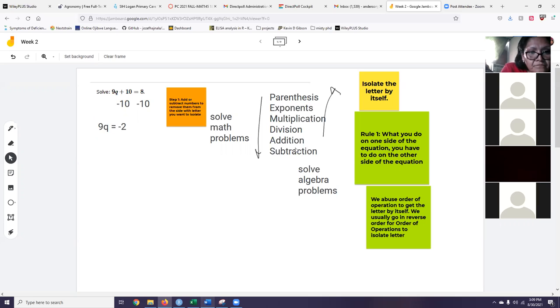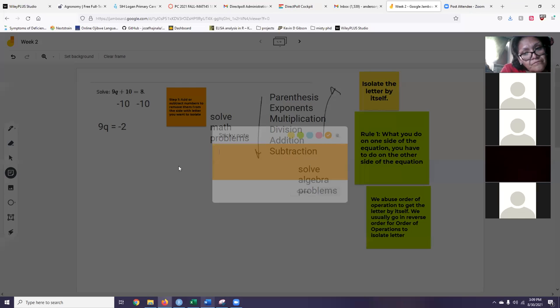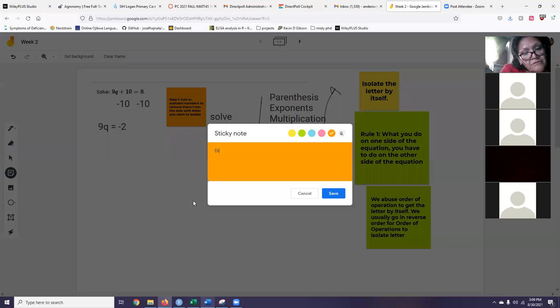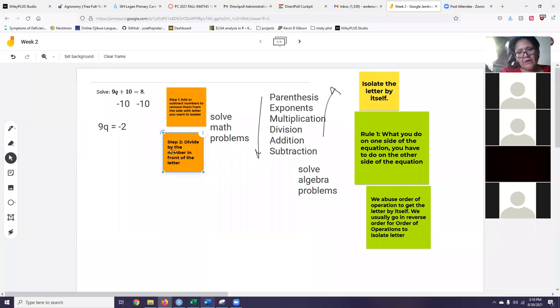So we've done addition, subtraction. Next, we do multiplication and division. So in this case, we want to get that Q by itself. So we want to divide by, you do the opposite to get rid of things. So before we subtracted to get rid of an addition, now since we have a multiplication, we have 9 times Q. So we want to divide by the number in front of the letter. Get rid of that number because anything divided by itself is 1.